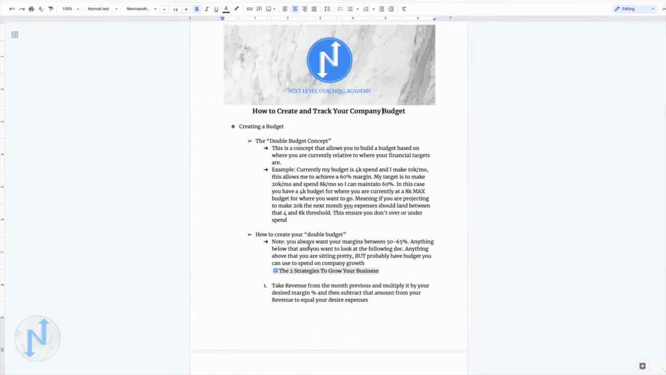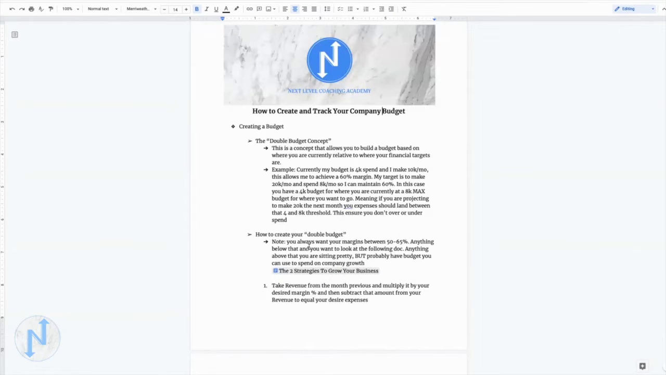All right, so this is a concept that allows you to build a budget based on where your business is at currently, relevant to where your financial targets are. Okay, example, currently my budget is $4K spent and I make $10,000 a month. This allows me to achieve a 60% margin. My target is to make $20,000 a month and spend $8K a month so I can maintain a 60% margin.